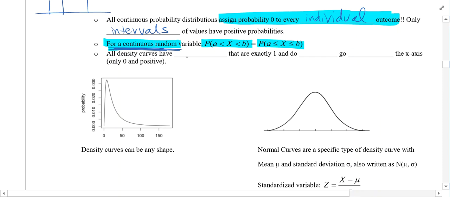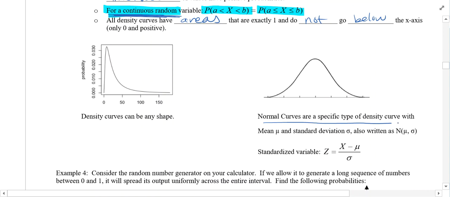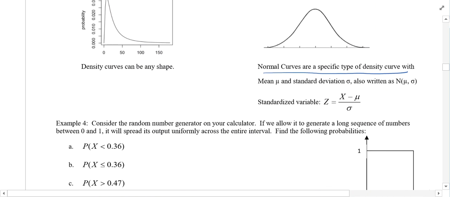So all density curves have areas that are exactly 1 and do not go below the x-axis, so it's 0 and positive. Density curves can be any shape, so this one is kind of a funky one. We'll also see some that are uniform, so it's going to be straight across. But a normal curve is a specific type of density curve. So these fit within this, and we have a mean and a standard deviation, and we're going to find z-scores. That's another way to solve these.